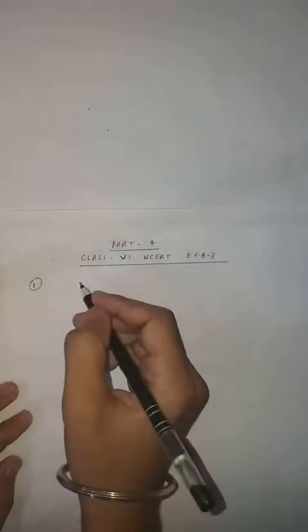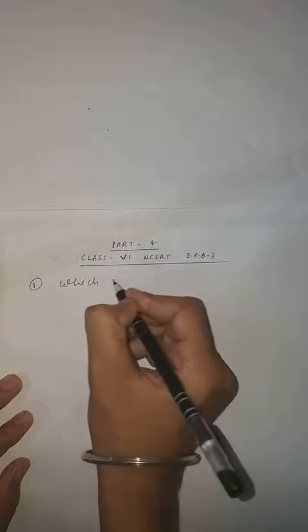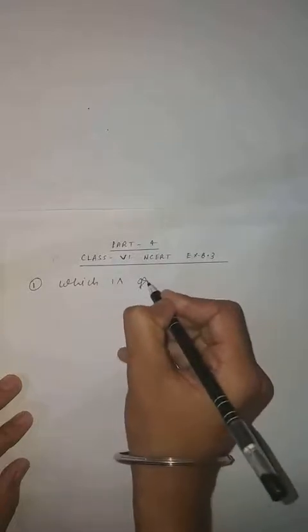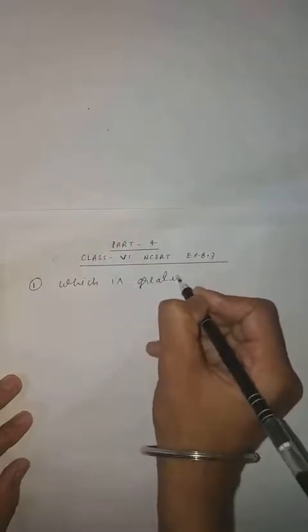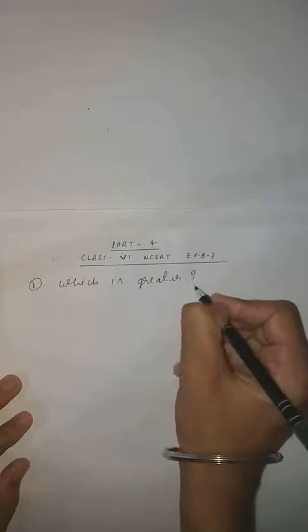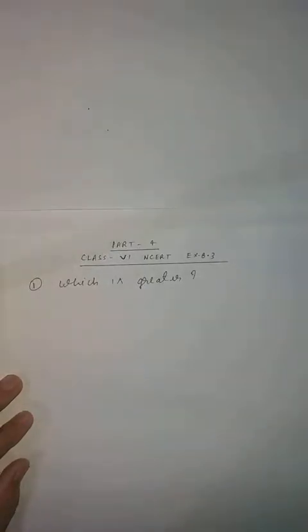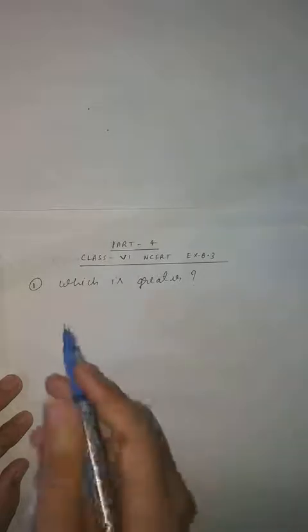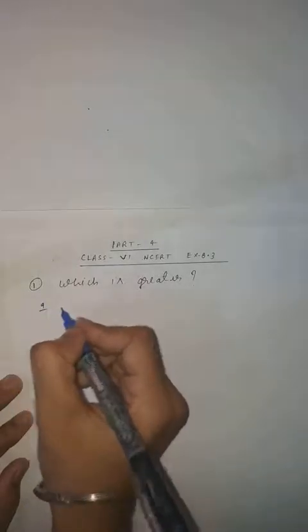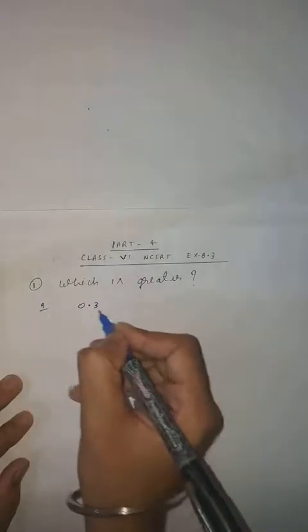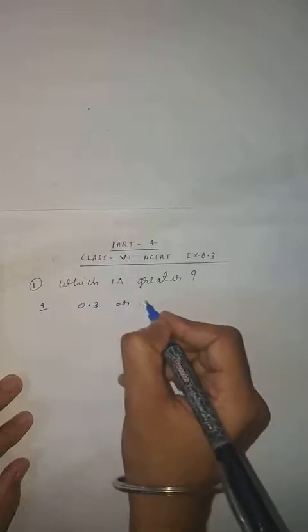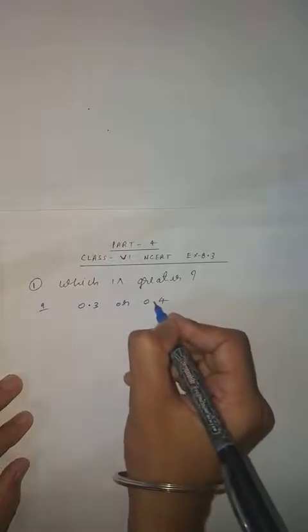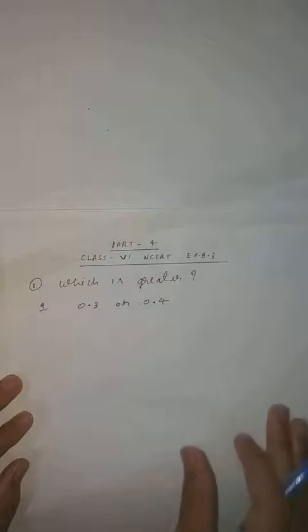What is given in question 1? You have to find out which is greater. Clear, student? This is a very easy question. Now I will give a proper explanation and you have to see carefully. First is given 0.3 or 0.4. Clear, student? Now you have to decide which one is greater.